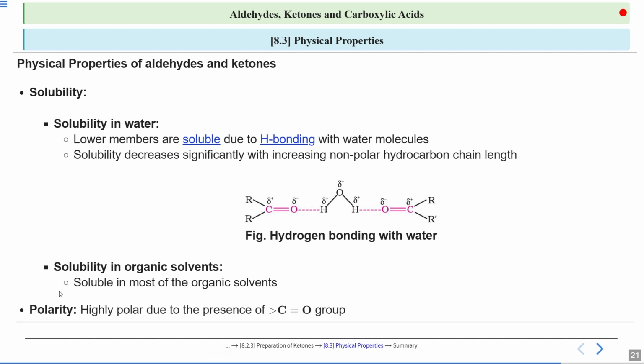Next, polarity. Aldehydes and ketones are highly polar. Why? Because of the presence of the C double bond O group.